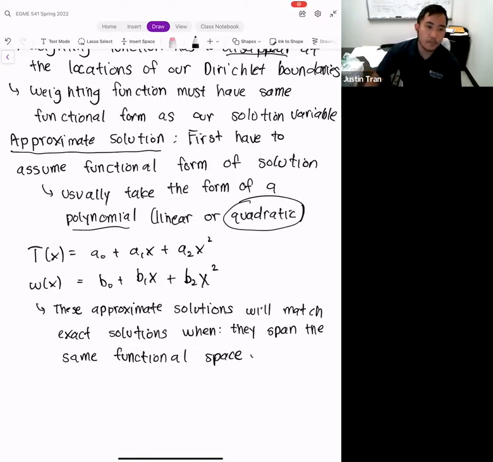To that end, let's go ahead and do an example, because I think that's what people are probably mostly interested in. Let's do problem 3C on the homework.